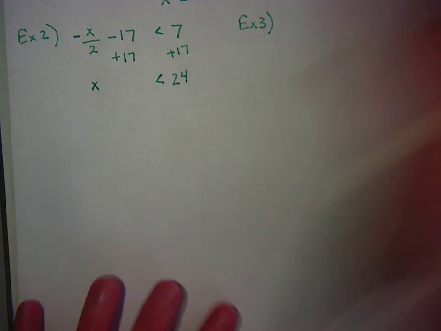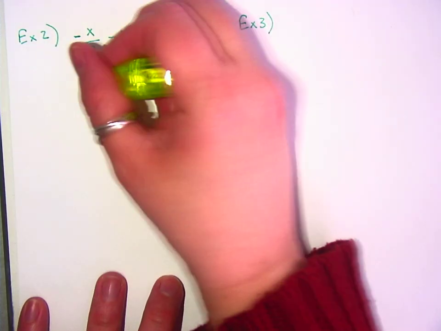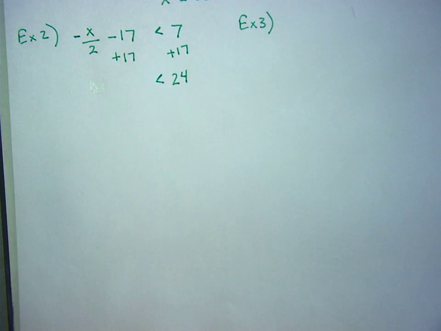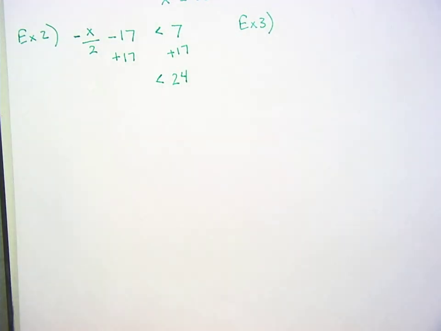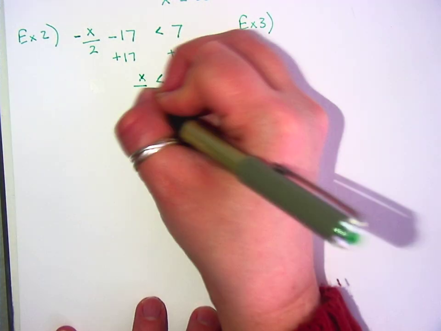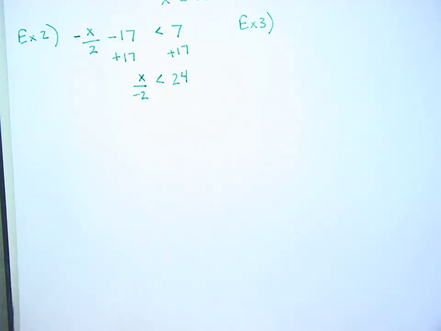Do you guys remember how I told you that a negative on a fraction can go on the top, or it can go on the bottom, or can it go on both? No, it can't go on both at the same time, because then it would be a negative divided by a negative, which is a positive. So one or the other, or it could be out front. Okay? So what I'm going to do on here is I'm going to put this as x over negative 2.